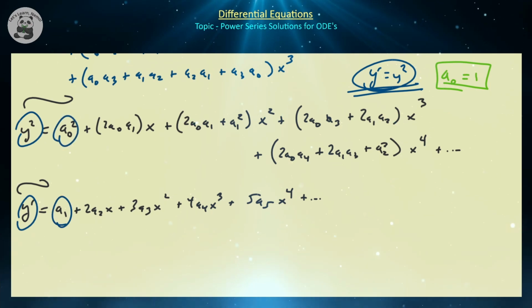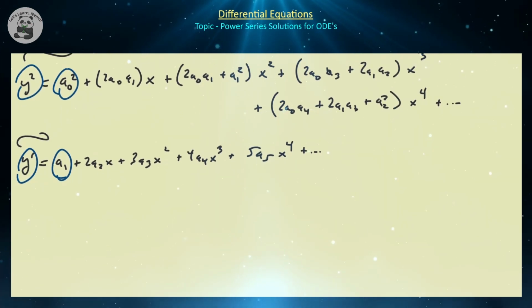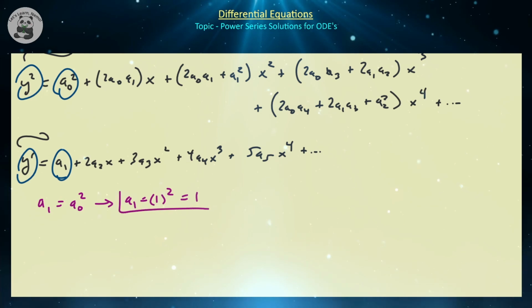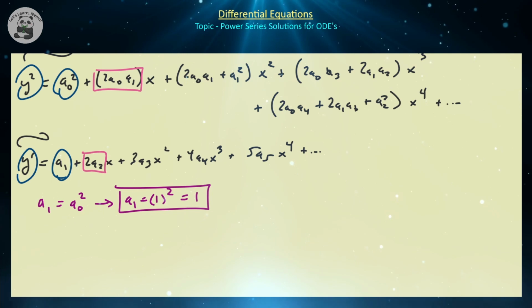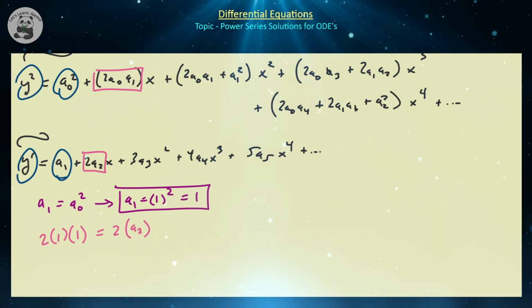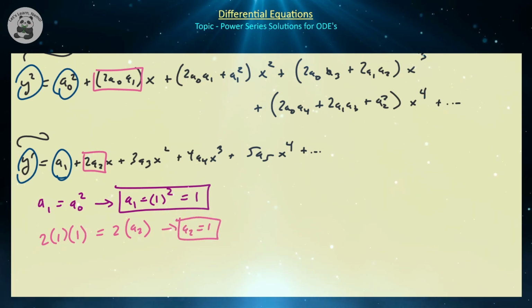Notice that our constant terms are going to be equal to each other, so we have our first equation to solve, that a1 will be equal to a0 squared, and keep in mind a0 was equal to 1, so we're going to have that a1 is equal to 1 squared, which is also equal to 1. That's pretty nice. Now we're going to have that our linear term coefficients are going to be equal to each other. So we're going to have 2a0 a1 is going to be equal to 2a2, which we don't know. 2 on the left, 2 on the right, they cancel, so we're going to have a2 is equal to 1. That's nice. So we're getting a bunch of nice coefficients.